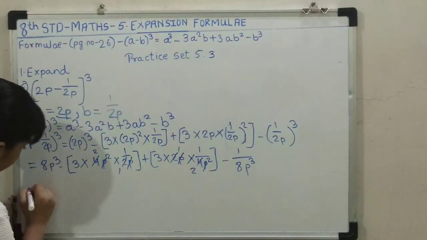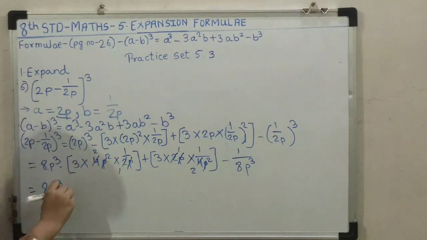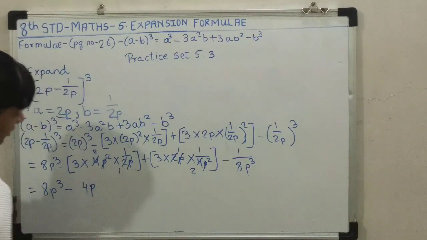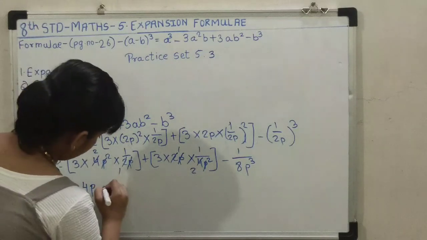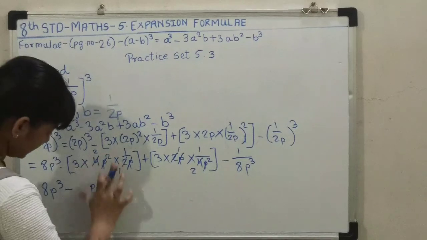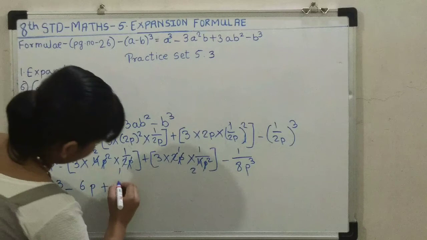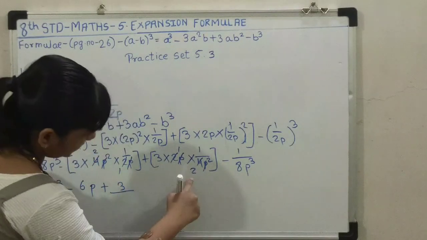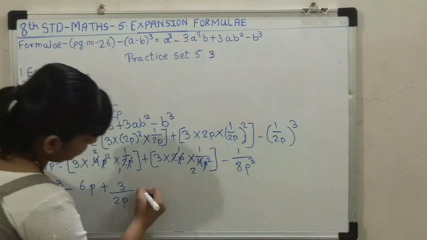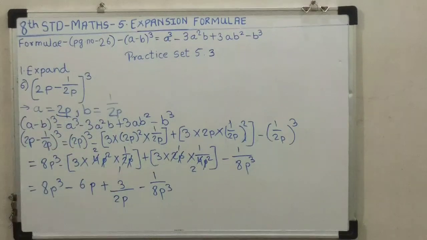So here the answer will be 8p³ minus 3 twos are 6. So here 4 and 1p, 4p, plus 3 twos are 6. So either 6p will come plus 3 will come as it is upon here 2 and here 1p. So 2p will be remaining, minus 1 upon 8p³. So this will be our final answer.